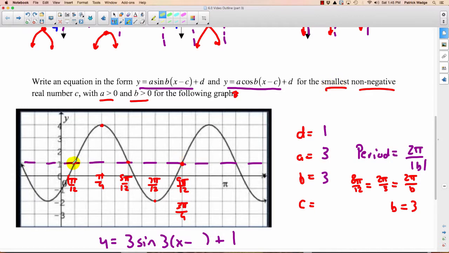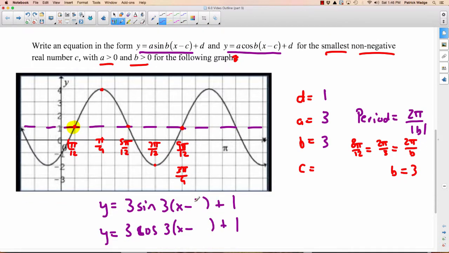So how much is it shifted over here? Instead of starting right at the y-axis, it's been shifted over pi over 12. So that's your value that you're plugging in right here, pi over 12. And if you're confused by the minus sign, remember when we do transformations, a negative sign in here means it's actually a shift to the right, and that's exactly what we have there.